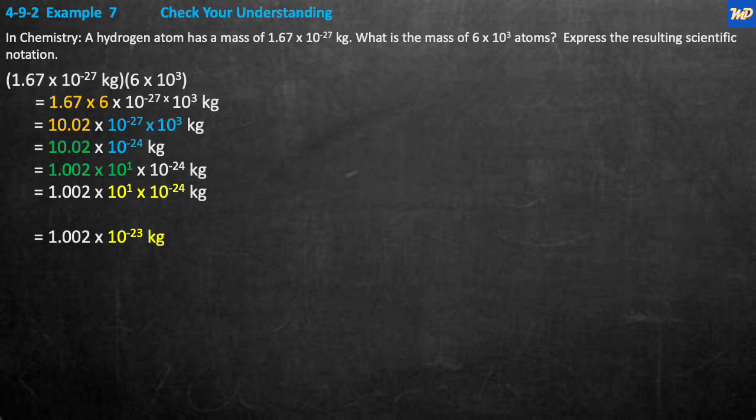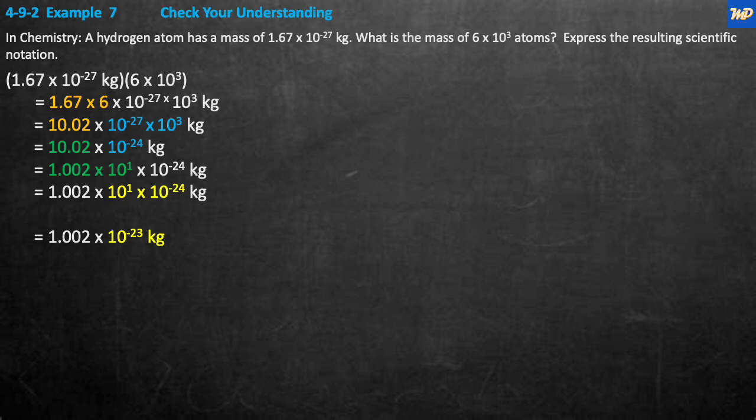Okay, a chemistry problem for us. A hydrogen atom has a mass of 1.67 times 10 to the negative 27 kilograms. Okay, what is the mass of 6 times 10 to the third atoms? So that's 6,000 atoms, each weighing 1.67 times 10 to the negative 27 kilograms. And they want us to express the result in scientific notation. Okay, here the solution is all written, but let's do it by hand a little bit. Let's check it out on our own.